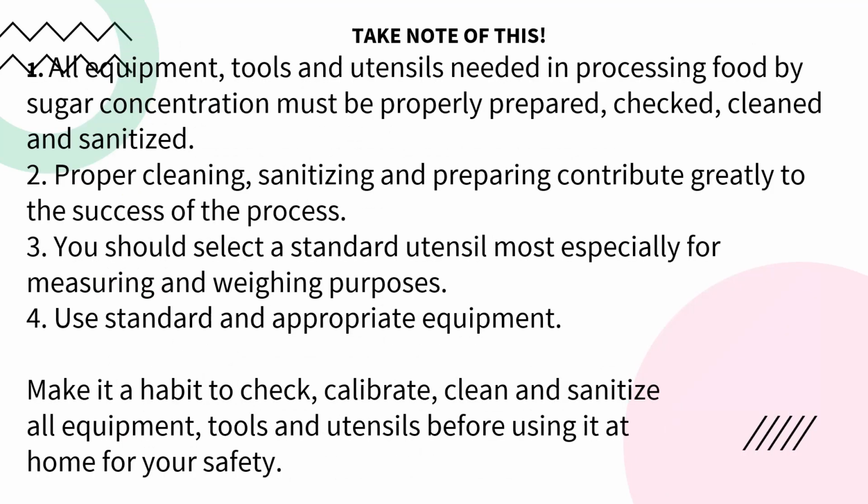And next, we need to take note of this. All equipment, tools, and utensils needed in processing food by sugar concentration must be properly prepared, checked, cleaned, and sanitized. Proper cleaning, sanitizing, and preparing contribute greatly to the success of the process. You should select a standard utensil, most especially for measuring and weighing purposes. Use standard and appropriate equipment.